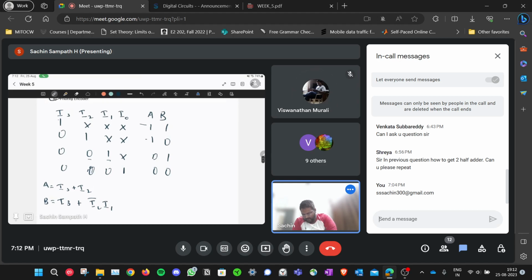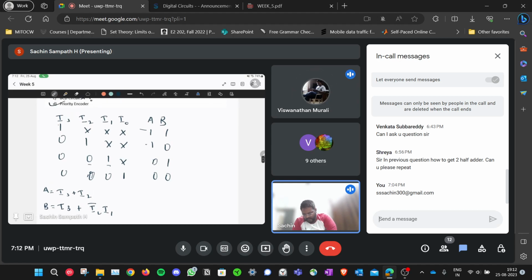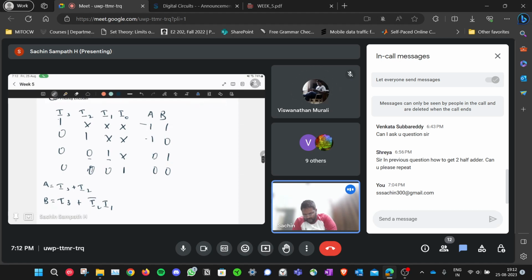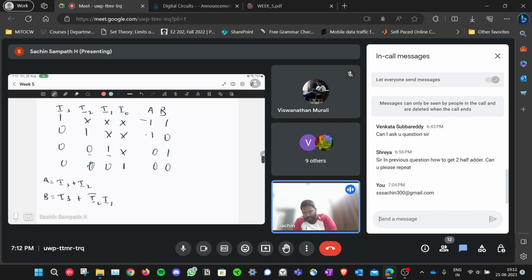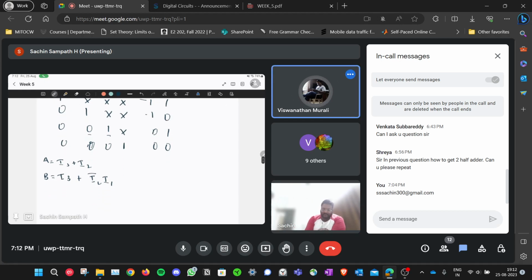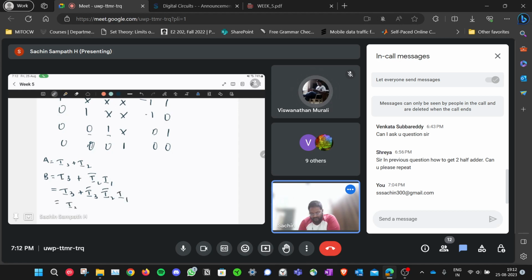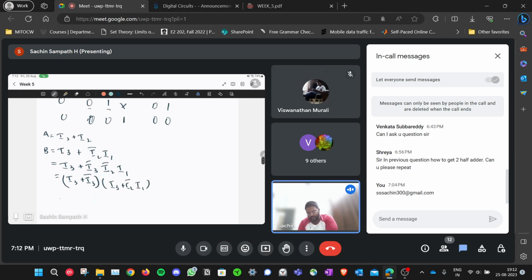For B, right? You're saying, but it's okay. See, when I3 is high, it will be high anyway, right? So even if you include I3 bar, it doesn't make a difference, right? Or you could write it as I3 bar, I2 bar I1. It's nothing but I3 plus I3 bar into I3 plus I2 bar I1. So it's nothing but I3 plus I2 bar I1.